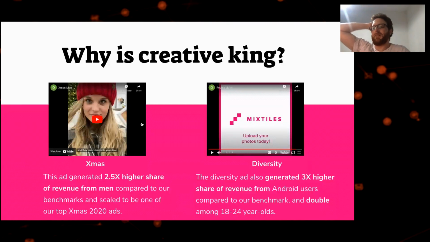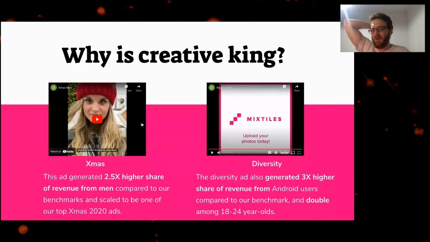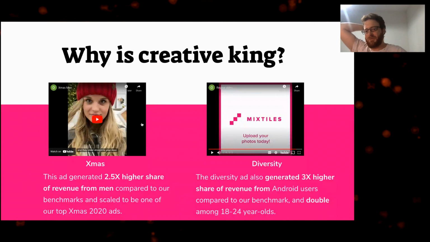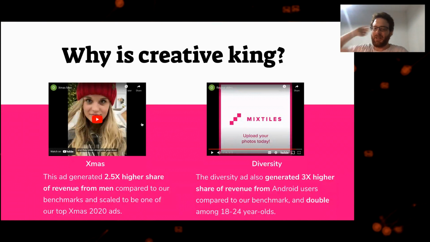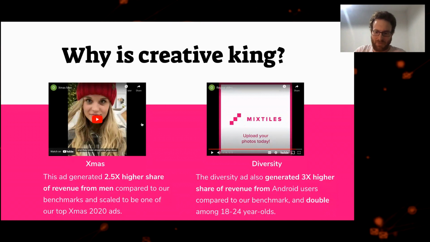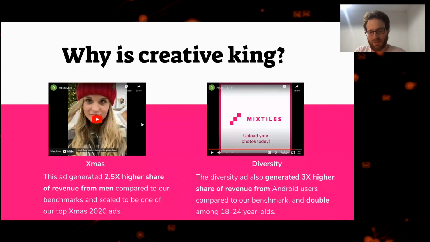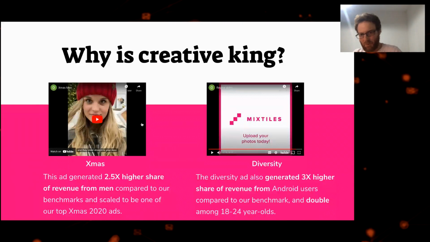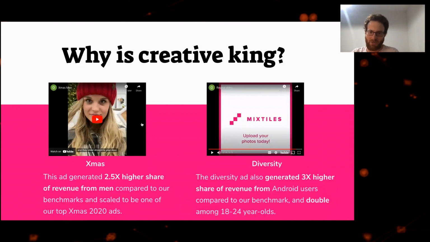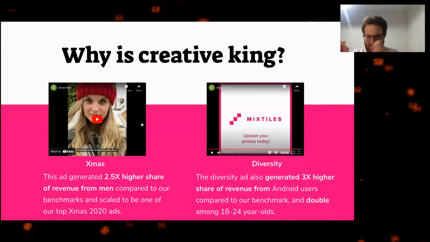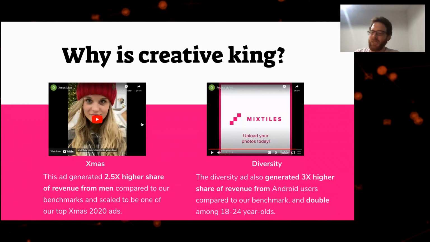And we didn't expect it, but this diversity ad that you're looking at right now was actually a real game changer for the company. It generated 3 times higher share of revenue from Android users compared to our benchmarks, and it doubled the revenue of young adults, 18 to 24, compared to our benchmarks. And I'm talking about big numbers. So this took over the account. It really moved the needle for the entire business. And it came in just when iOS 14 hit iPhone users. It was perfect. We didn't aim for that, but it worked wonderfully for us.